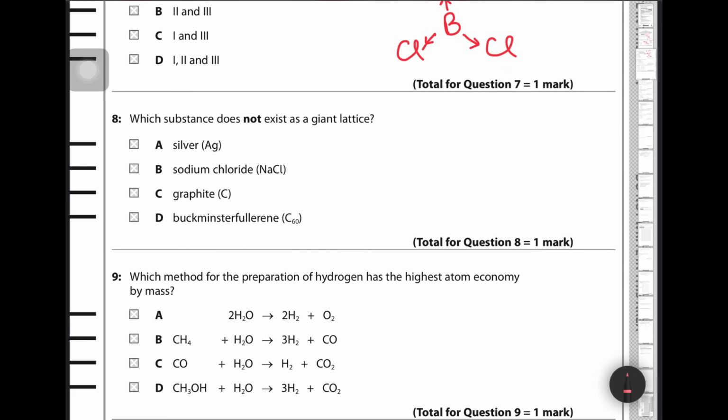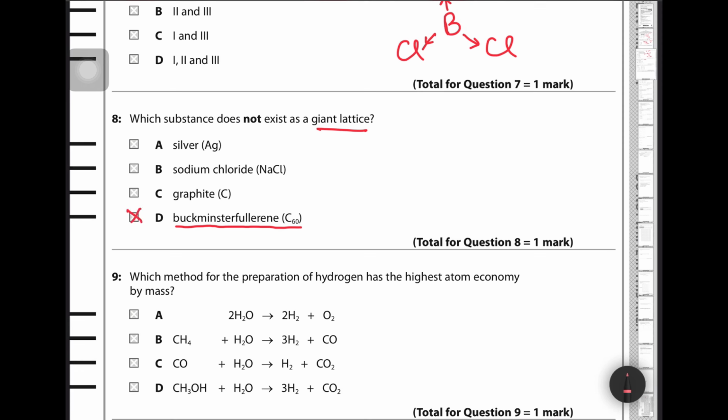Which substance does not exist as a giant lattice? Giant lattice, if you see, silver has a giant metallic structure. Sodium chloride also has a giant ionic lattice. Graphite has a giant covalent lattice. This Buckminster fullerene is a simple molecule.